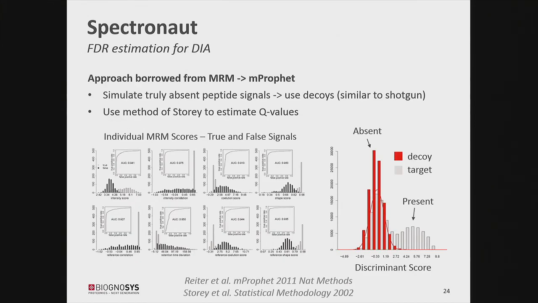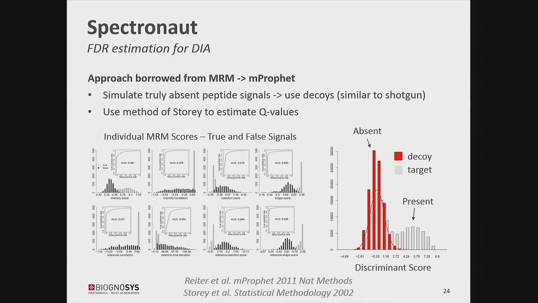Okay, now a few words about FDR estimation. My first presentation I gave here at the SRM course was only about that. And I think people didn't find it so interesting, so I kept it to a relative minimum here. So the basic approach is, as I said, borrowed from MRM data, so we developed this initially for MRM data. And the idea is that you would simulate truly absent peptide signals. It's also done in shotgun proteomics with your reversed FASTA file. And after that, you can use the method of Storey to estimate Q values.